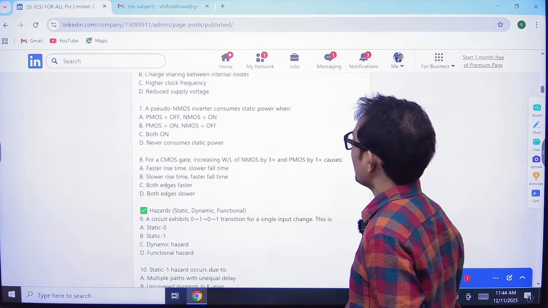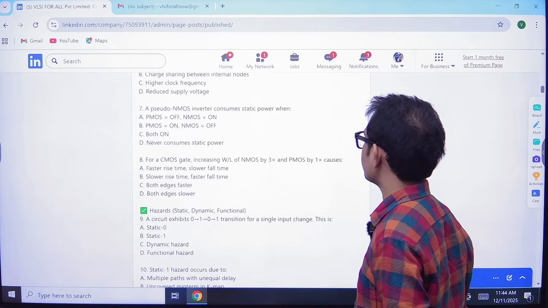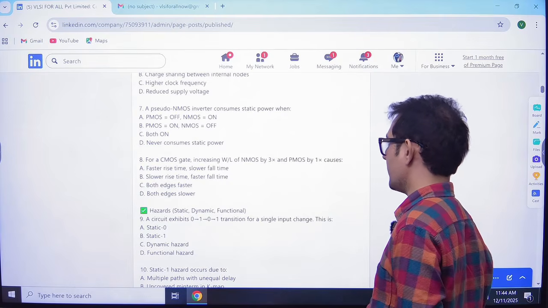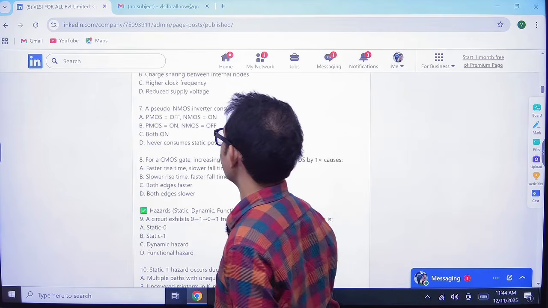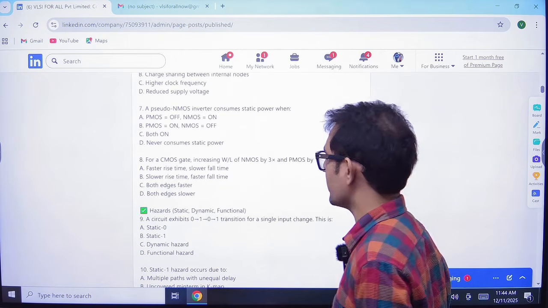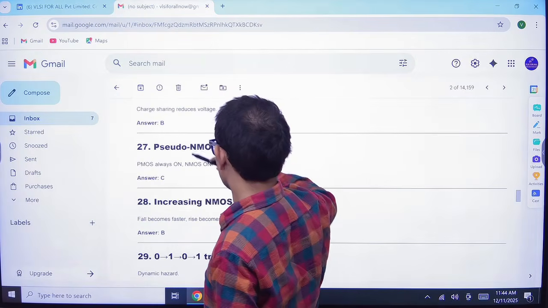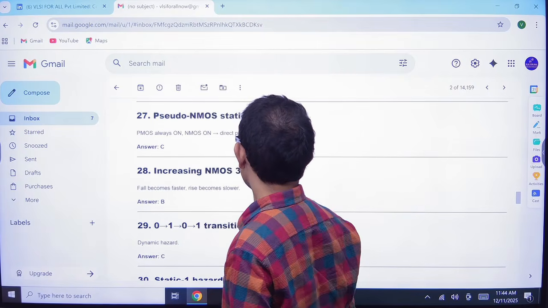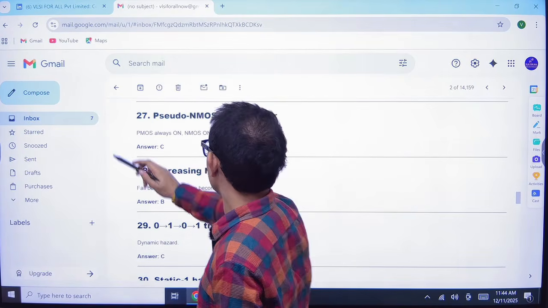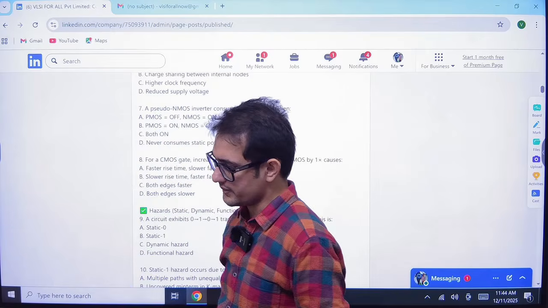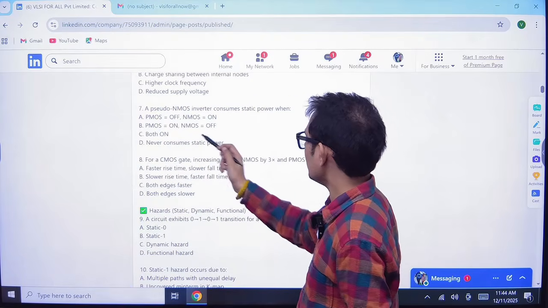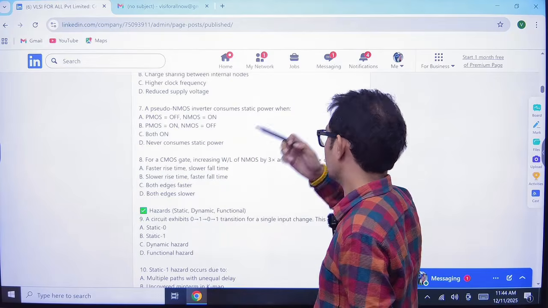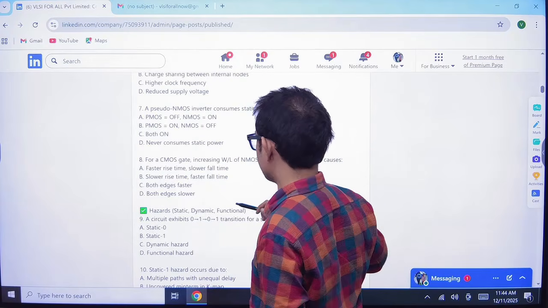A pseudo NMOS inverter consumes static power when: PMOS is off and NMOS is on, PMOS is on and NMOS is off, both are on, or never consumes static power. So the answer is C here. When the direct path is there, it means both are on, so it will consume static power when both are on, right? Direct path is there. So the answer is C here.